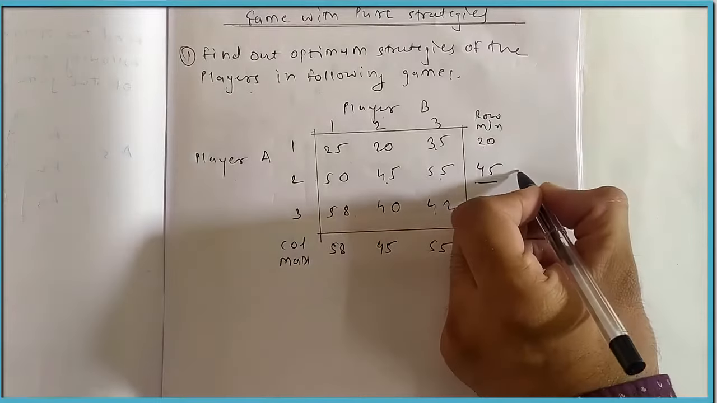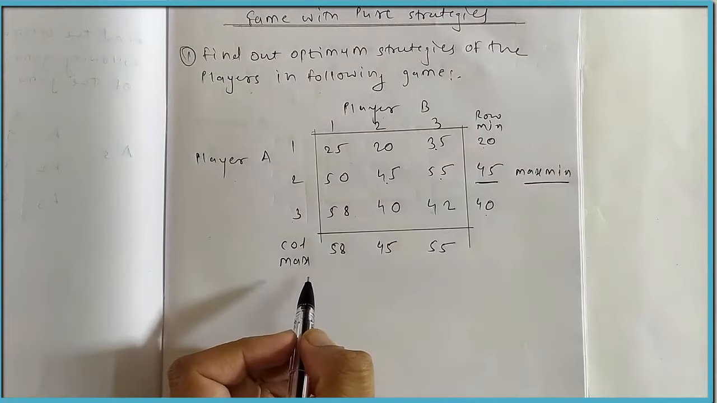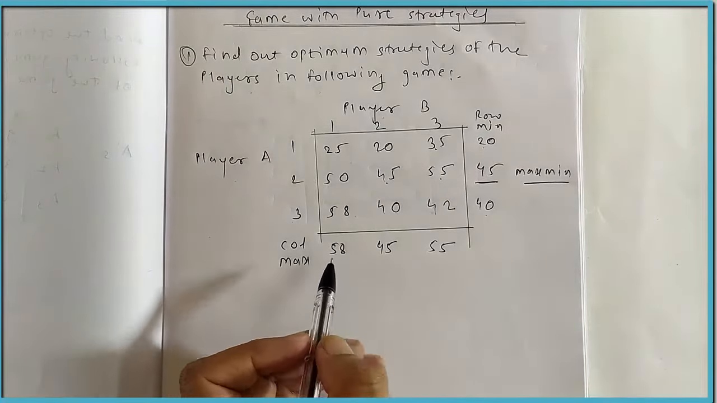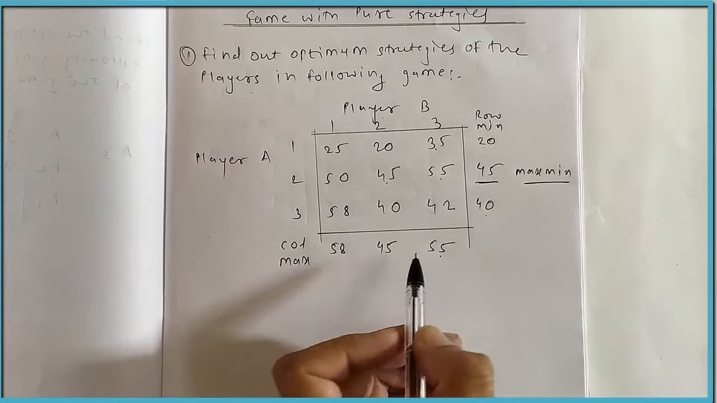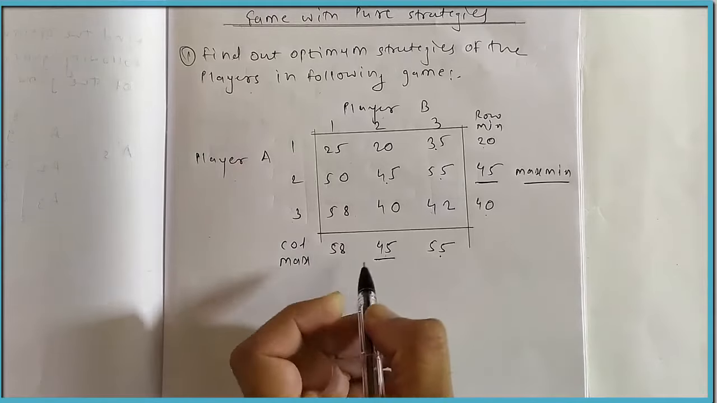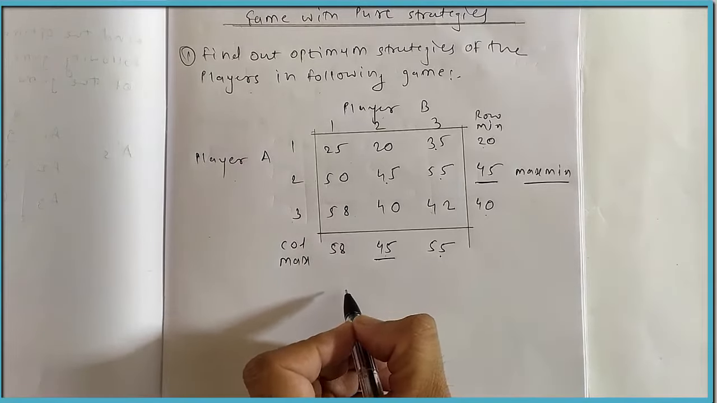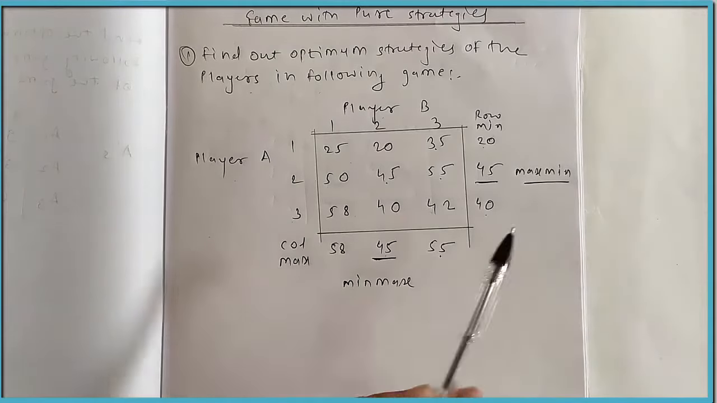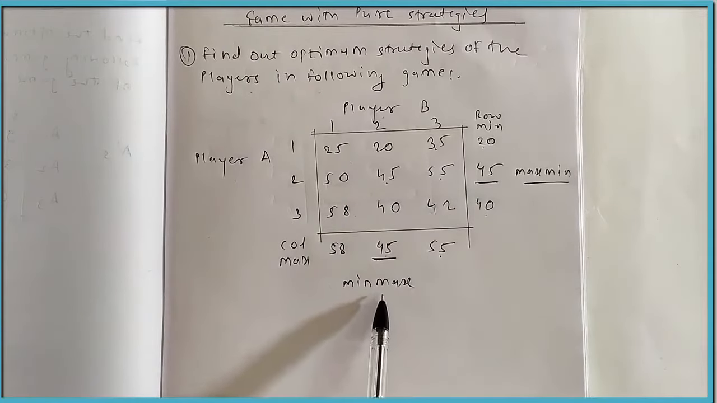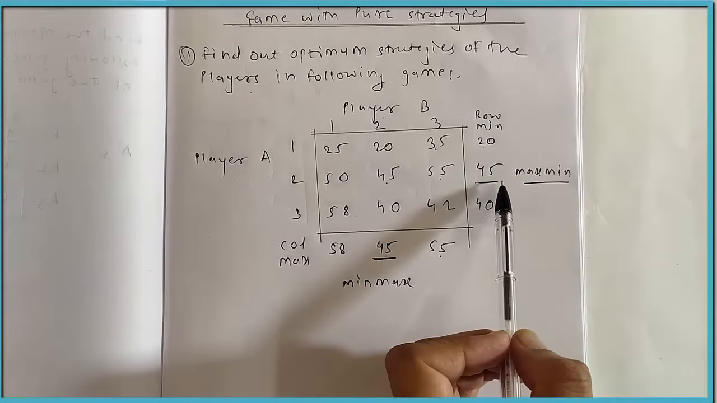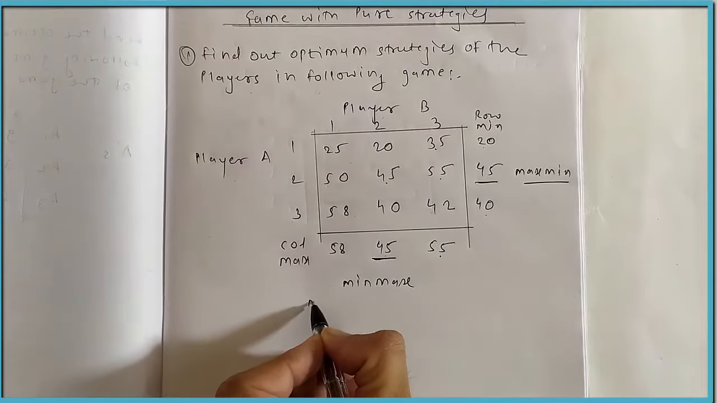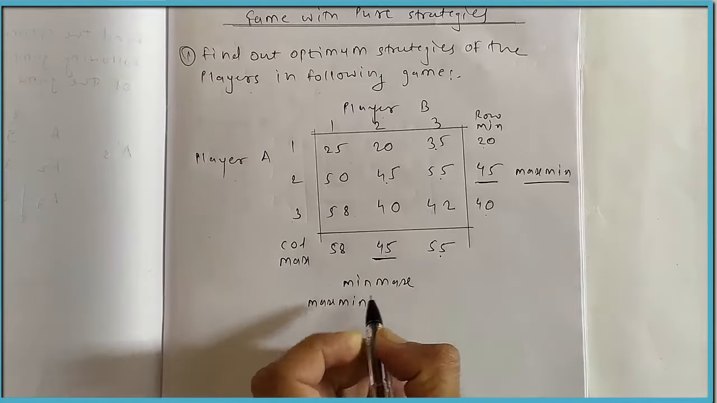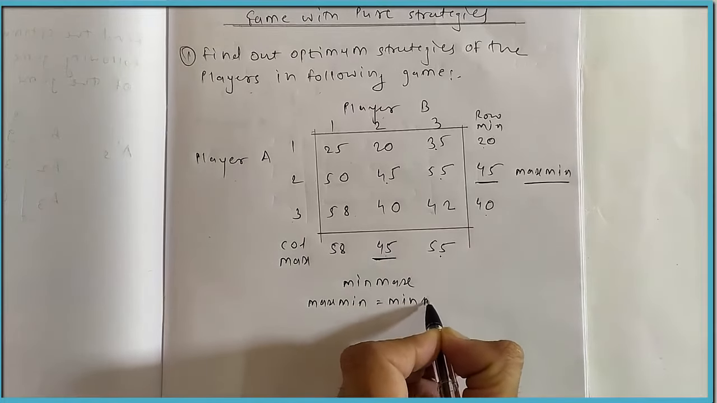We call it the max min value. And in the column maximum, find out the minimum number. In the column there are 3 elements: 58, 45 and 55. The lesser element, the smaller element is 45. We call it the min max value. Now compare the max min value and min max value. Here max min value is equal to 45 and min max value is also 45. Therefore we can say that max min value is equal to min max value.